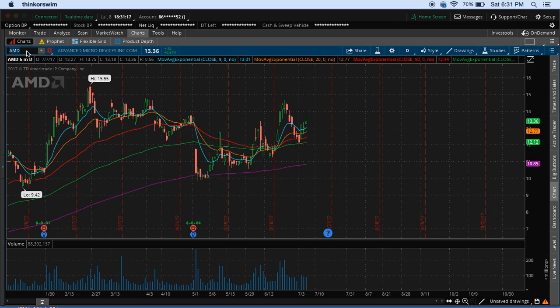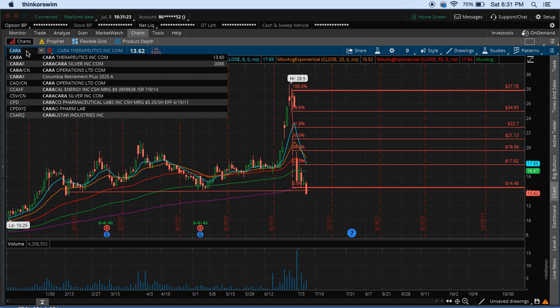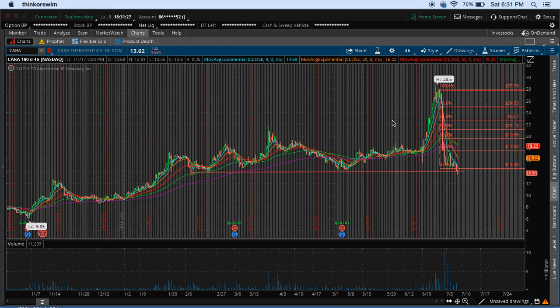I'm going to go ahead and see if we can pick out a good one like Cara Therapeutics. Let's see if Cara had a good one. Let's go to the 180-day 4-hour chart. So this is kind of a good example here. And again, I'm just picking stocks right off the top of my head.